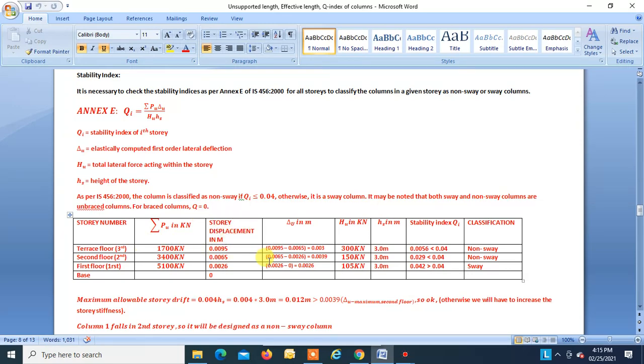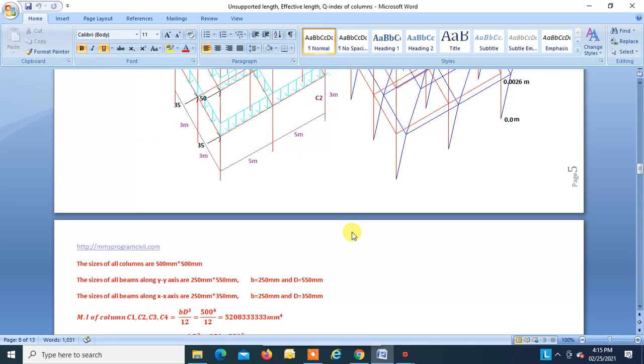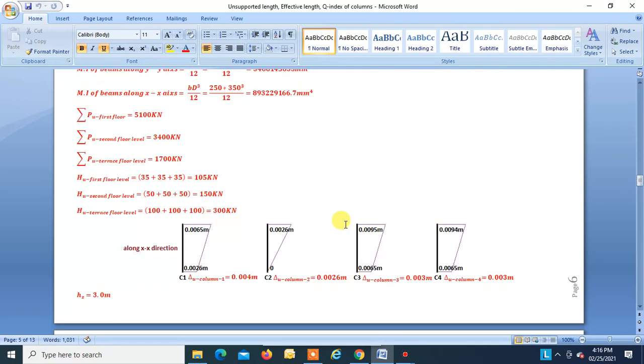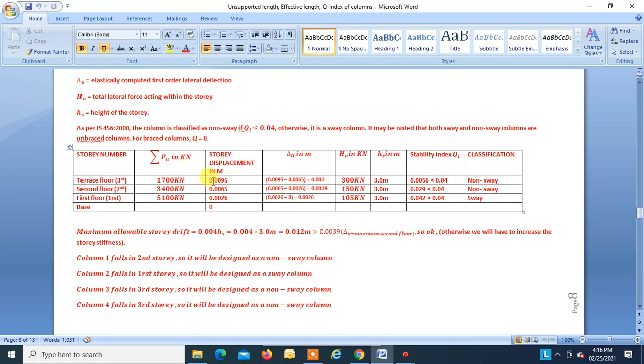Now story displacement. This is how we got the story displacement from the analysis: 0.0095, 0.0065, 0.0026 and 0, which we have kept over here. Now this is story displacement, and this is story drift. So story drift is this minus this, that is the third floor story drift. And this minus this is this corresponding story drift, right?